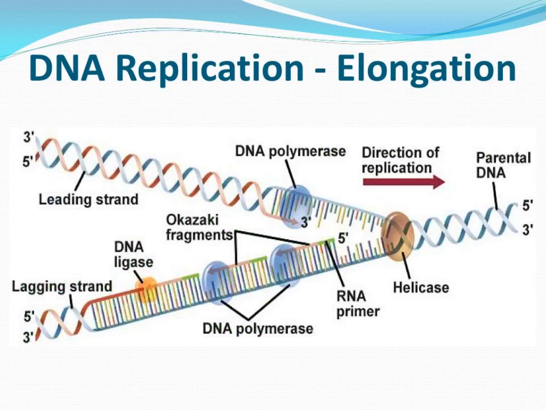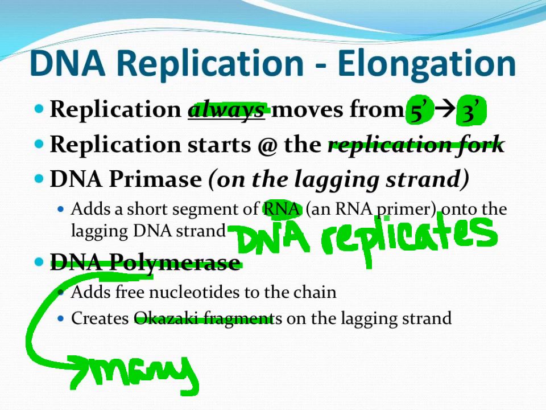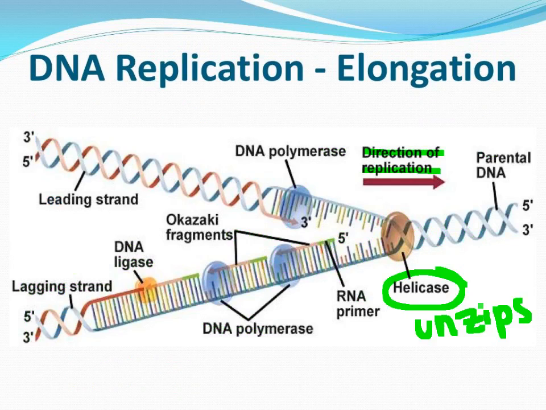So here's kind of a picture to show you the elongation, and if I were you, after I explain it, I'd pause it and look at it for yourself and see if you can understand it, and then you might even want to sketch it in your notes. So right here shows our direction of replication, so it's going this way. So your helicase, remember this unzips. Then it shows your 5' and 3'. So if you remember, if we go back, it always moves 5' to 3'. So we're always going to go from 5 to 3.